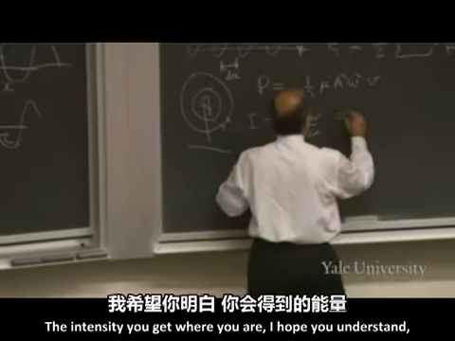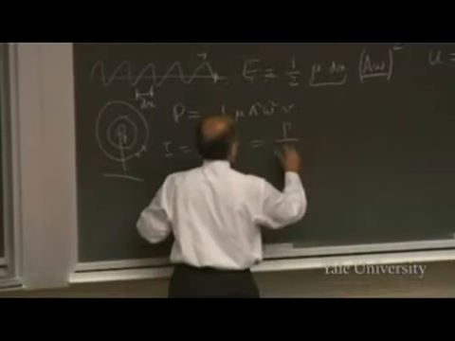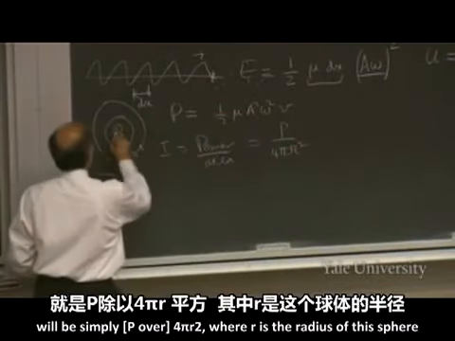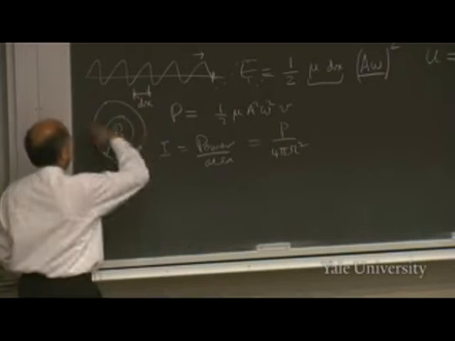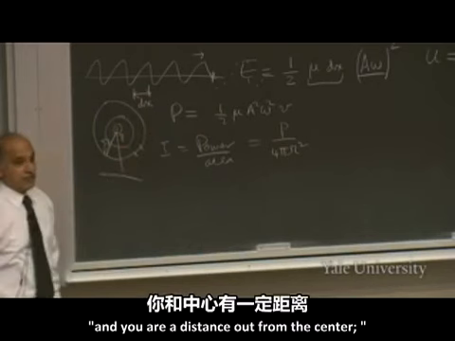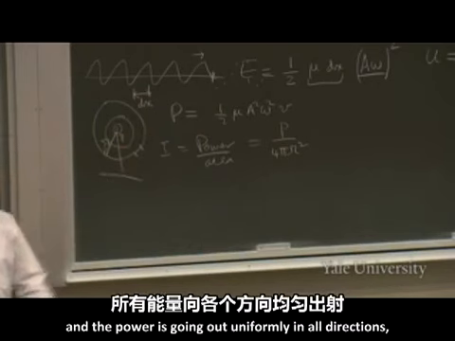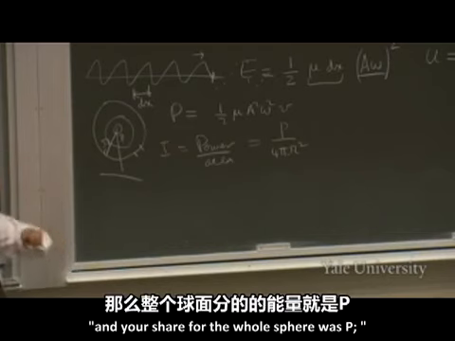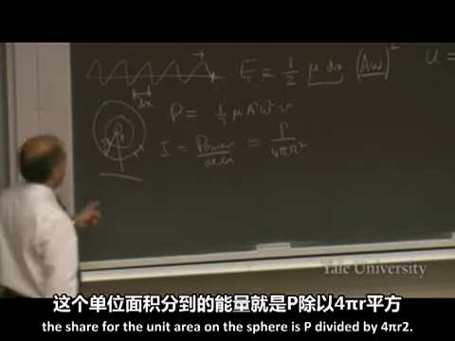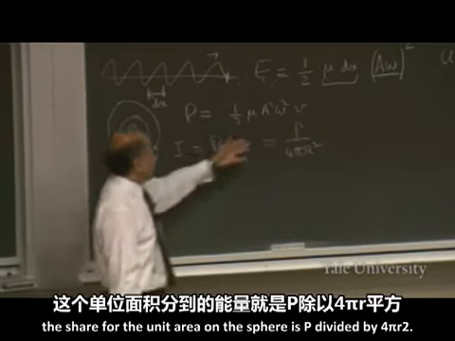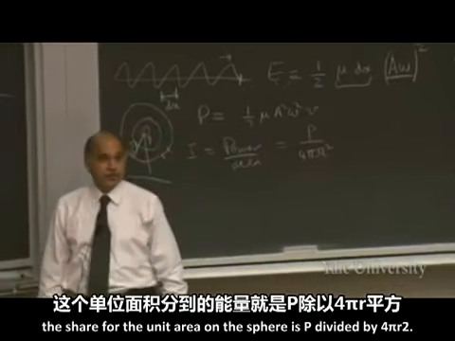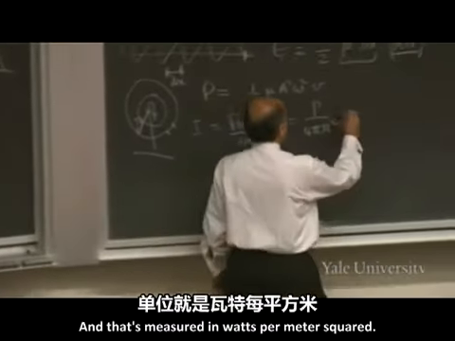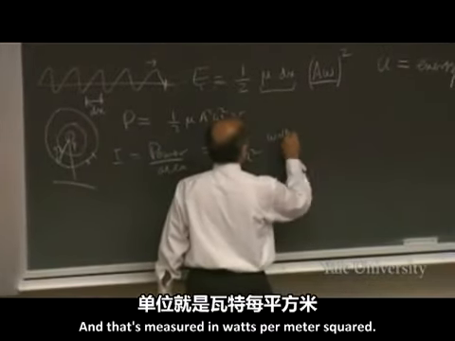The intensity you get where you are, I hope you understand, will be simply P over 4 pi r squared, where r is the radius of the sphere, and you are a distance r from the center. The power is going out uniformly in all directions, and your share for the whole sphere was P, so the share for a unit area on that sphere is P divided by 4 pi r squared. And that's measured in watts per meter squared.